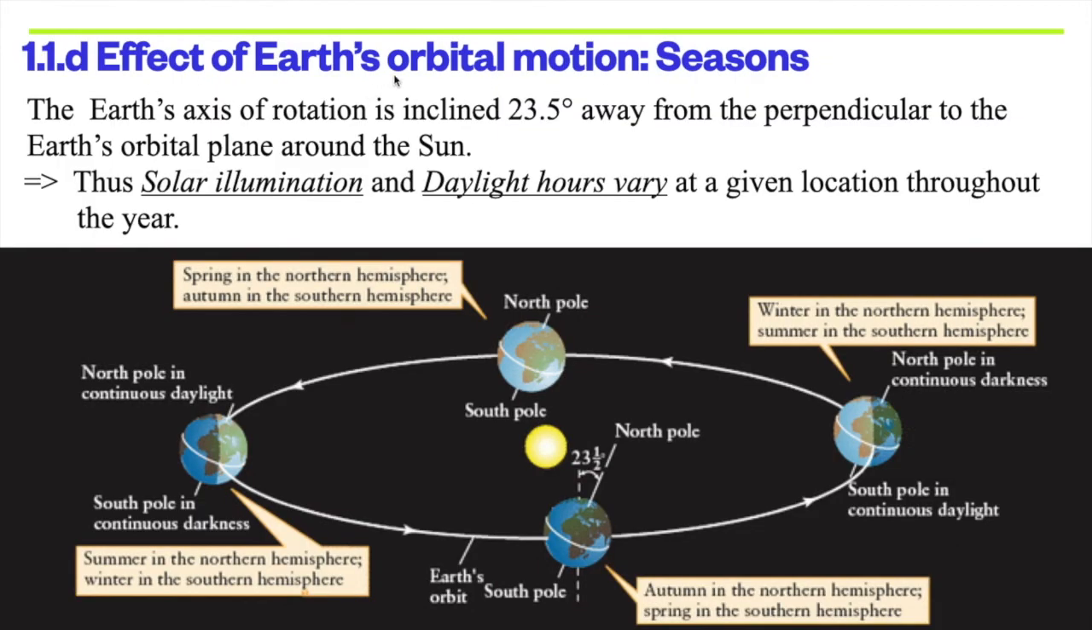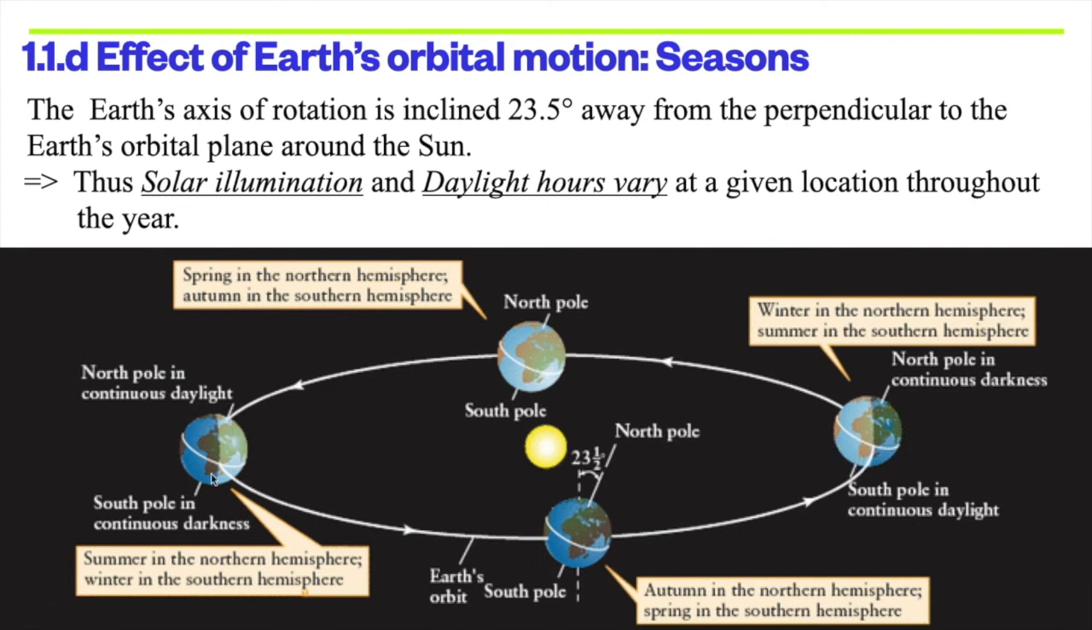This slide shows the effect of Earth's orbital motion on seasons. Because Earth's axis of rotation is inclined with respect to the perpendicular of Earth's orbital plane around the Sun, the solar illumination and the daylight hours vary at a given location throughout the year. Notice that during these two positions, Earth's northern and southern hemispheres are equally illuminated by the Sun. But when Earth moves to this position, the northern hemisphere is tilted more towards the Sun, and when Earth reaches this position, the southern hemisphere is tilted more towards the Sun.